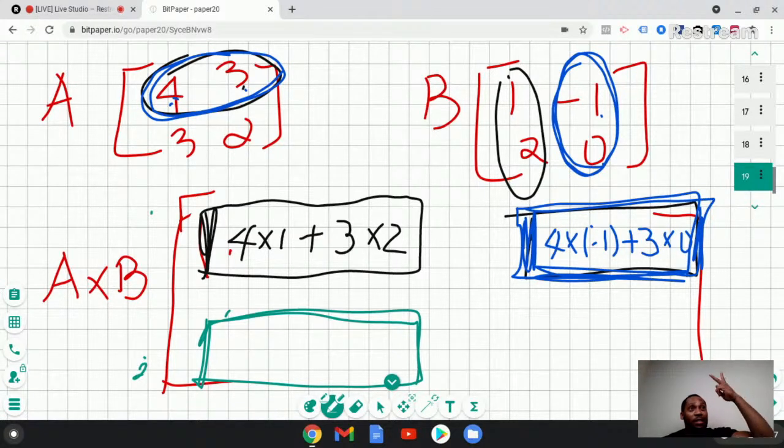So if I need the entry that's going to be in the second row, first column, all I have to do is take the second row of the first matrix and do a dot product with the first column of the second matrix. So the resulting position is going to be second row, first column. I take the second row of the first matrix, multiply that by the first column of the second matrix.